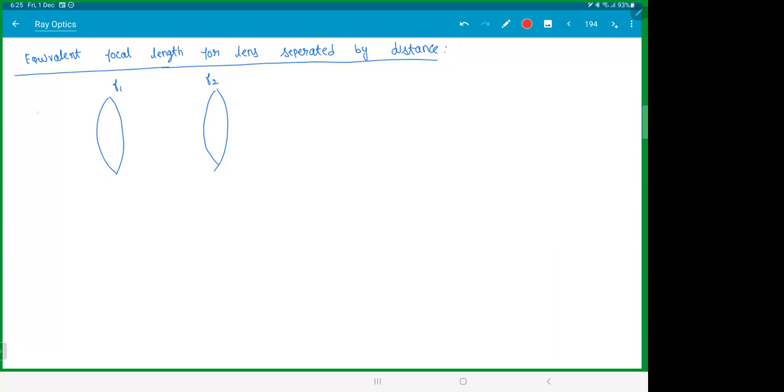So what happens is if you send a parallel light ray, it was supposed to go this way, it would bend. Something of this sort.